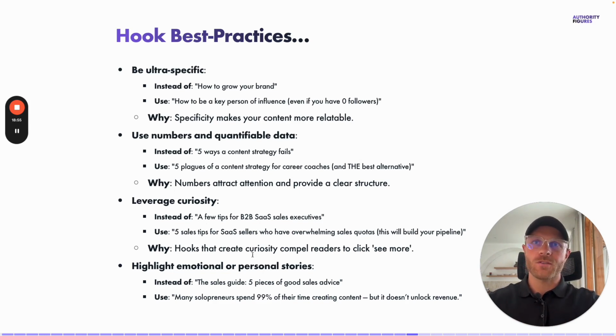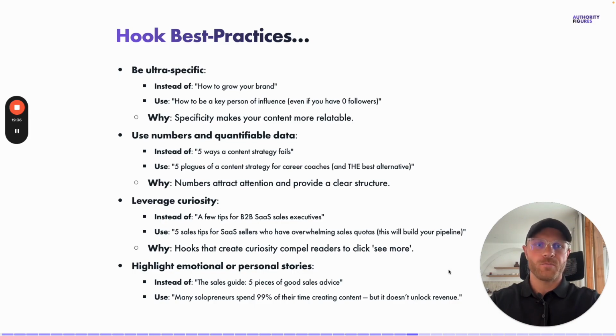You want to leverage curiosity, right? So instead of saying a few tips for B2B SaaS sales executives, you want to say something like 5 sales tips for SaaS sellers who have overwhelming sales quotas. This will build your pipeline, because this definitely ties into their dream outcome. Because if you're a B2B SaaS sales executive, you want to build a bigger pipeline. And of course, you want to highlight emotional or personal stories. So instead of saying the sales guide, 5 pieces of good sales advice, you can say something like, many solopreneurs spend 99% of their time creating content, but it doesn't unlock revenue. You see, I'm tapping into a few of the pain points, but I'm also highlighting a core desire, which is unlocking new revenue.